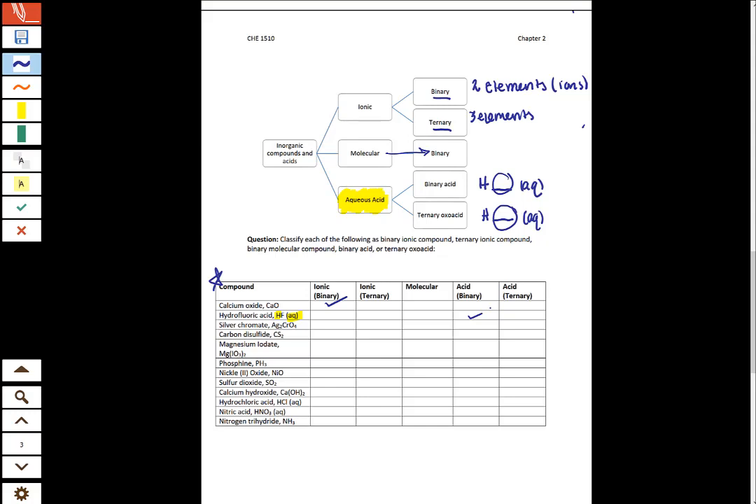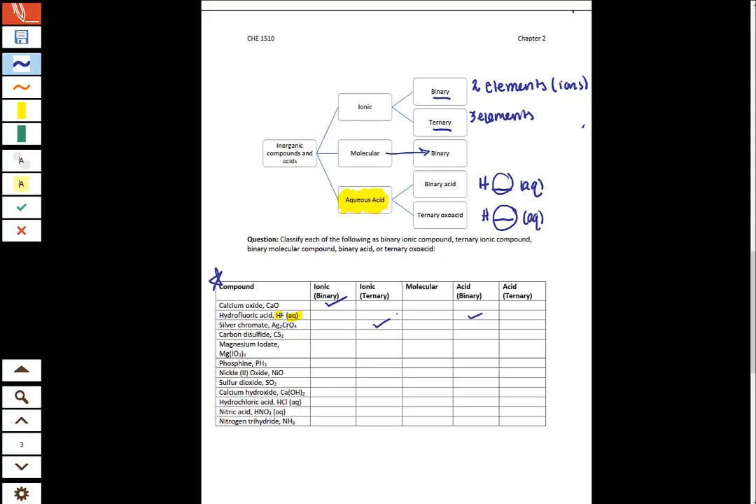Silver chromate now has a metal, silver, so you know you're talking about ionics. So you're into these first two columns. But notice how now you have 1, 2, 3, right? Silver, chromium, oxygen, 3 different types of elements. So that means we're looking at a ternary ionic.